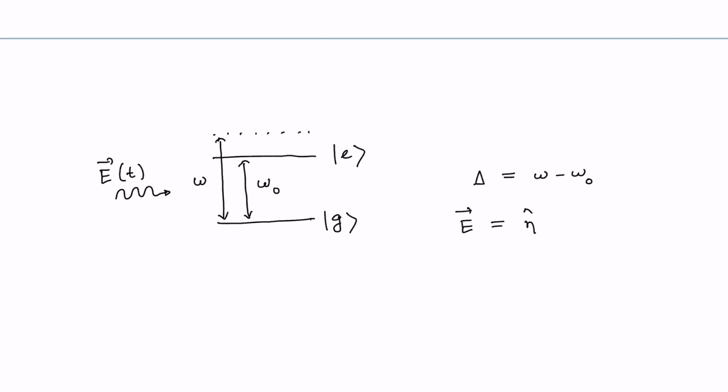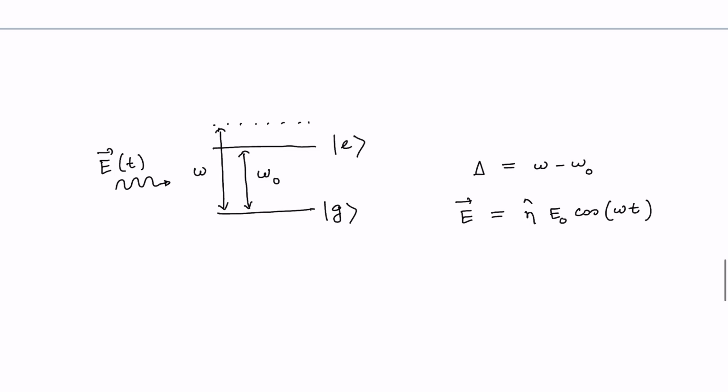And again, let me remind you that here we are treating the electric field or light field as a classical object, whereas the atom is a quantum object, and that's why this domain of quantum optics is known as semi-classical quantum optics.